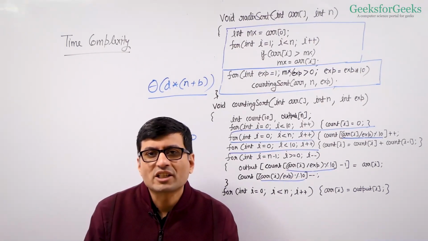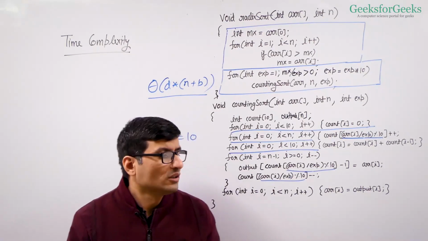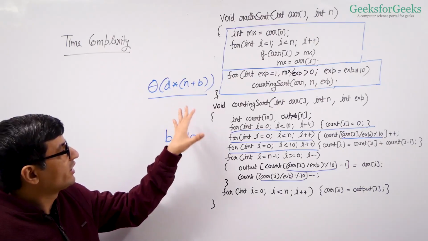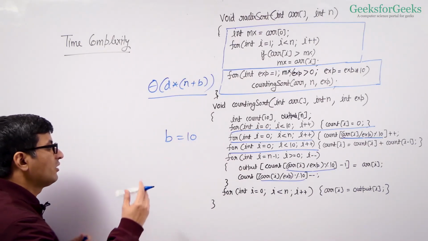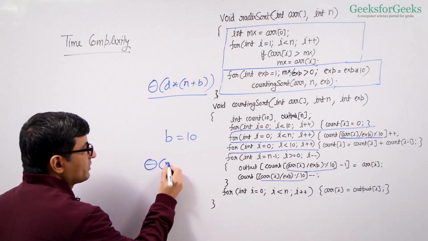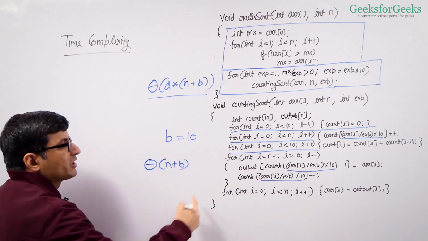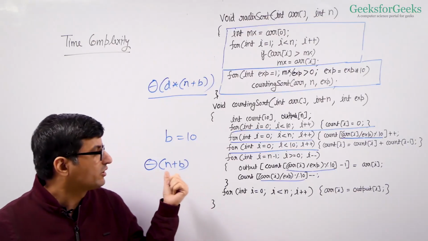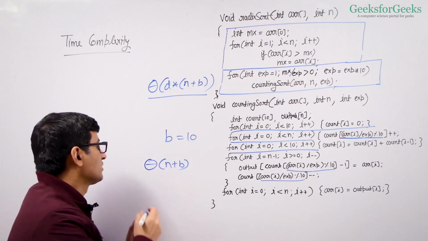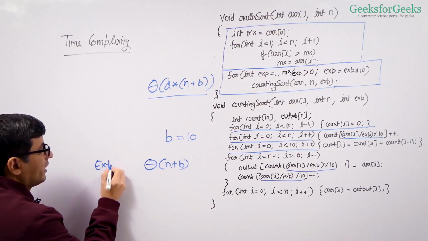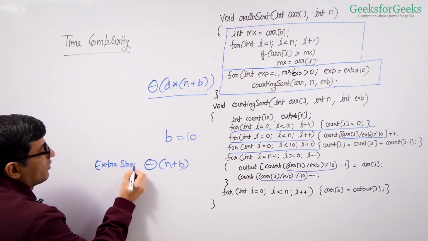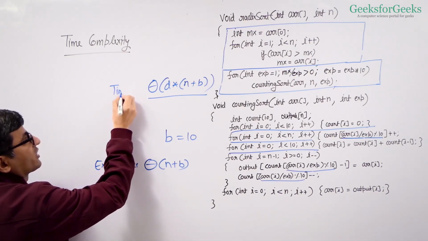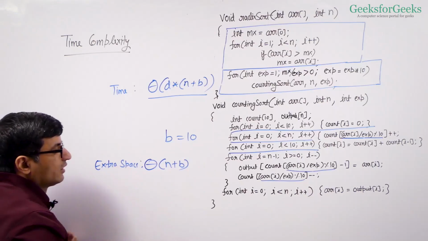Let us now see extra space required by Radix sort. So it requires this much time, and it requires theta of n plus b extra space. This much extra space is required by the counting sort implementation, and it is using counting sort, so it's going to need this much extra space. So this much extra space and this much time required by the Radix sort algorithm here that we discussed.